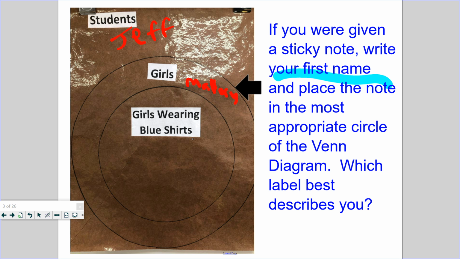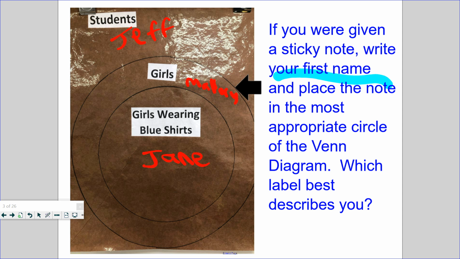What about a girl wearing a blue shirt? No, because she's wearing all red. Next, I call another student named Jane. Jane is wearing a blue shirt and blue jeans. So she could be here in this inner circle. Could she be a girl? Yes. So she could be out here too. Is she a student? Yes.